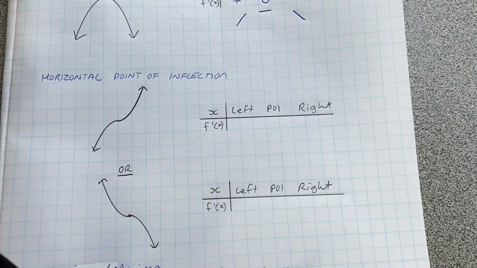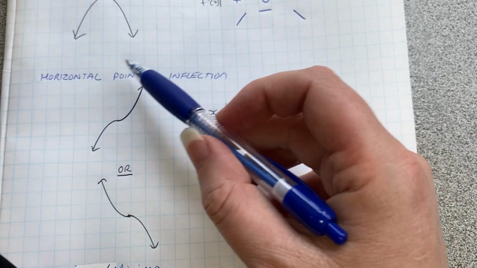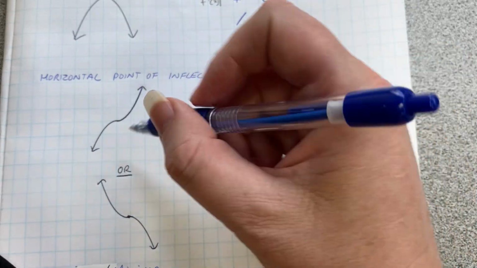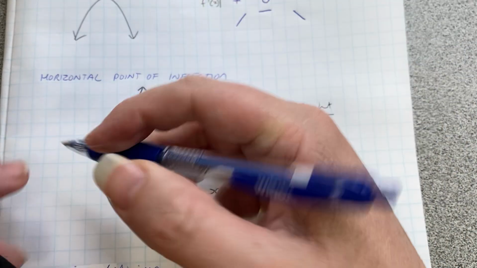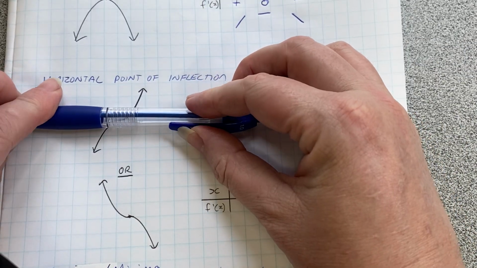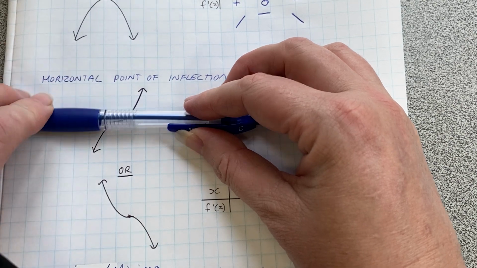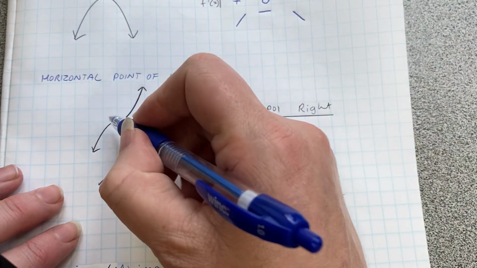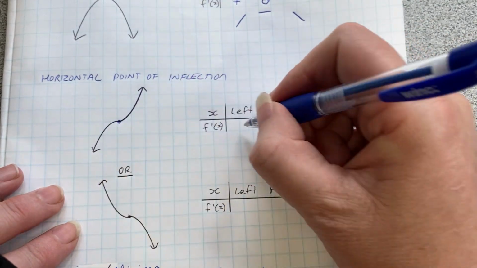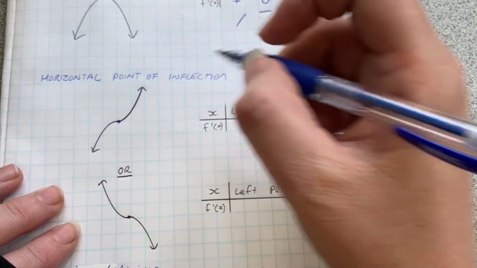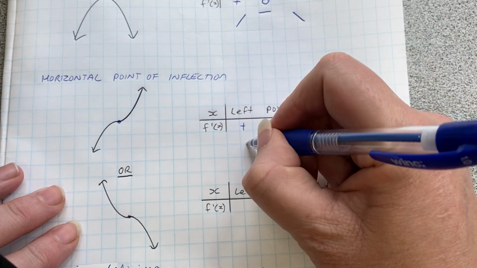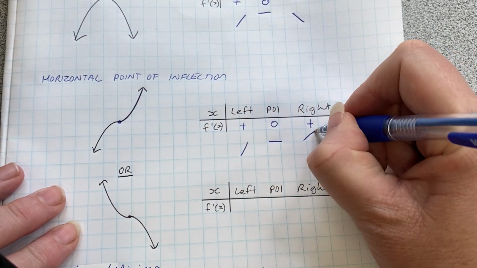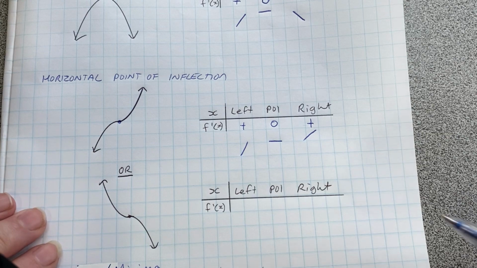You can also get stationary points at points of inflection. So this is a horizontal point of inflection. Right here, if I draw on a tangent line, it is horizontal, which is why we call it a horizontal point of inflection. So the gradient at the point of inflection is 0. Just to the left of this one, it's positive. Just to the right of this one, it's still positive. So we get this shape for a point of inflection.